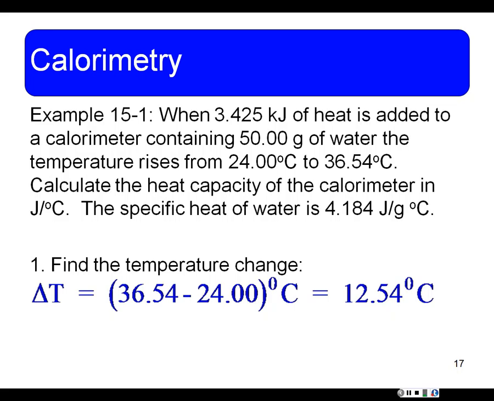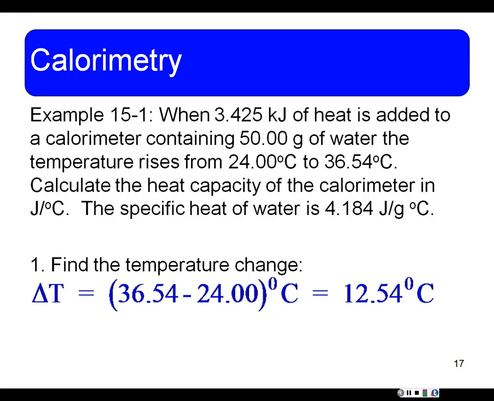Okay, but the calorimeter, like I said, only has water in there. We haven't added any reactants to it. The calorimeter contains 50 grams of water, and when you add that heat, the temperature goes from 24 to 36.54 degrees C. Now we're looking for the calorimeter constant, or the heat capacity. So what are my units going to have to be in the end? Joules per degree C. And once again, I'm given the specific heat of water.